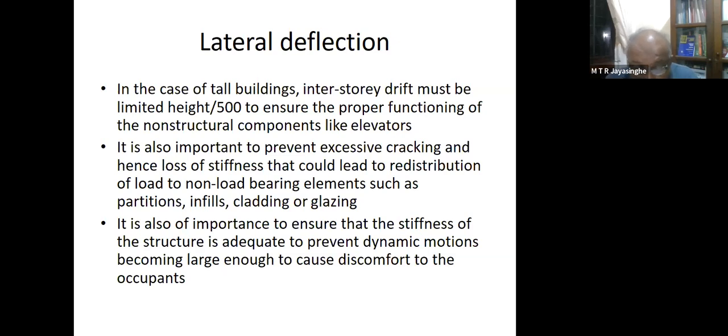So, what is the difference between steel and concrete? Can anybody answer? There's a huge difference between steel and concrete. The steel is very strong. It has an elastic modulus of 200 kilonewtons per millimeter square.